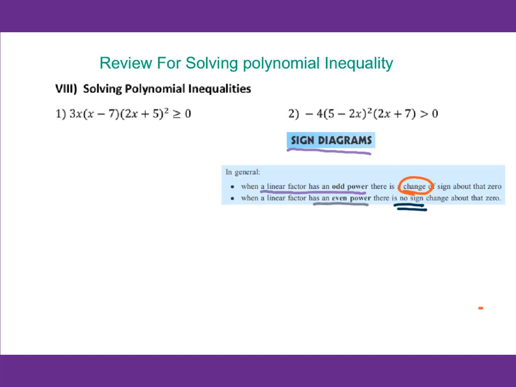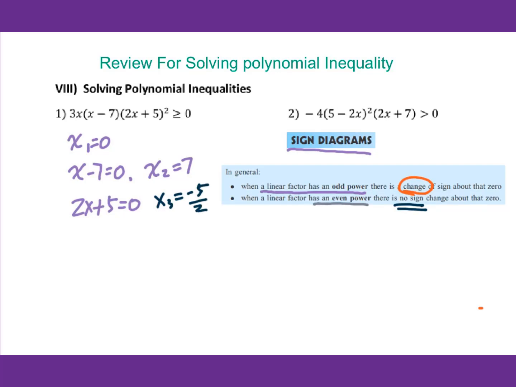First of all, we need to figure out all zeros. x1 equals 0. x minus 7 equals 0, therefore we got x2 equals 7. 2x plus 5 equals 0, therefore x3 equals negative 5 over 2. Then we need to draw a number line. We got negative 5 over 2, 0, and 7.